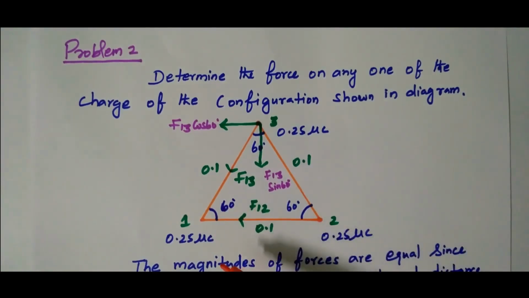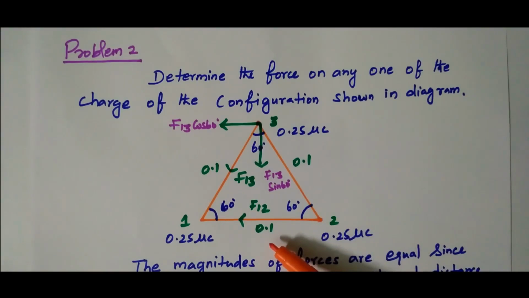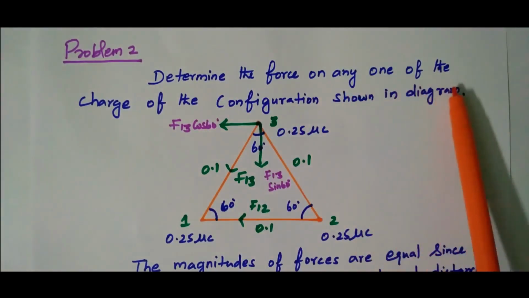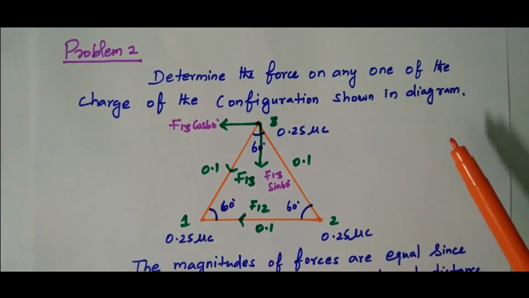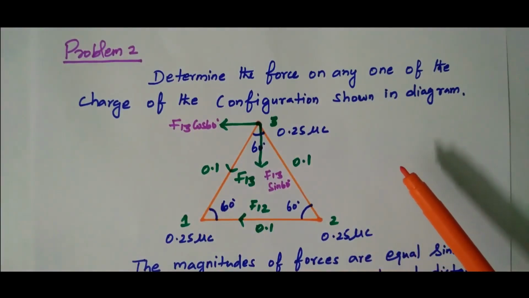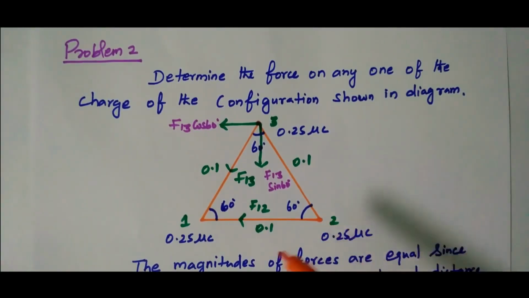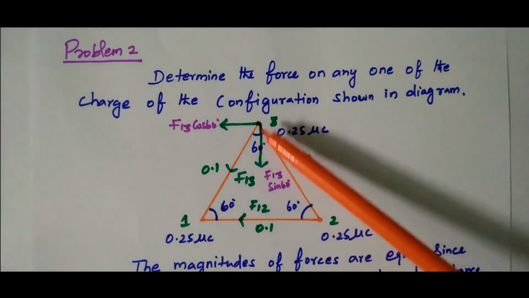At 3 corners of the equilateral triangle, 3 charges are placed. The charges are equal, the distances are equal, and due to the equilateral triangle, the angle is 60 degree. What is the question? Determine the force on any one of the charges of the configuration shown in the diagram. We need to consider one charge. For that, we need to find the force on that charge due to the second and third charge. We will consider this first charge and see what is the force on the first charge due to the second charge and third charge.